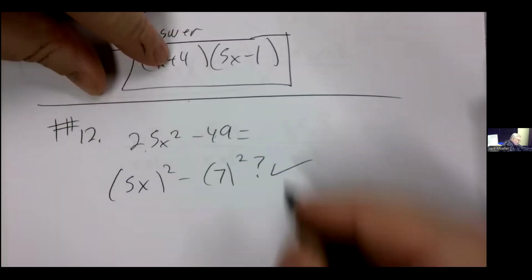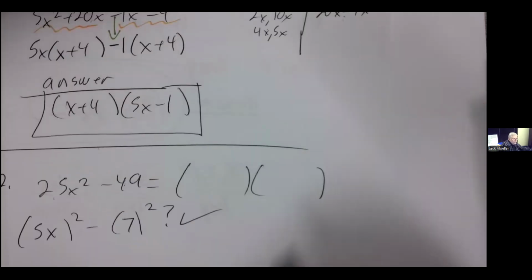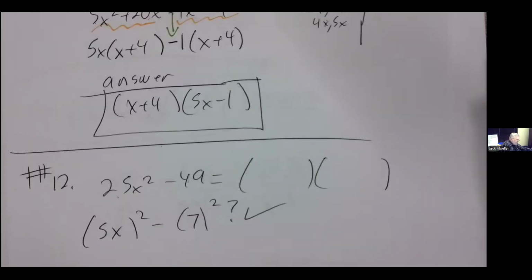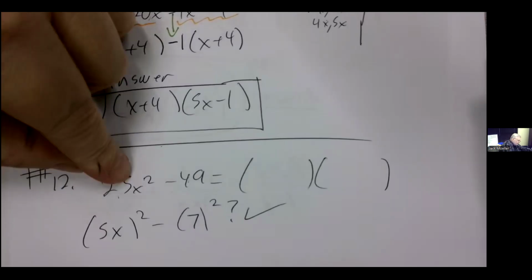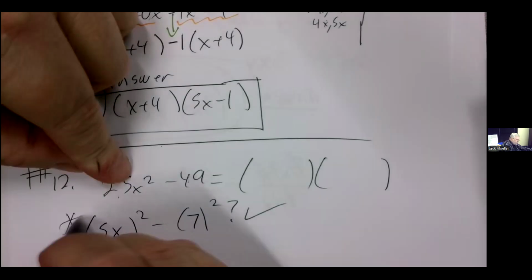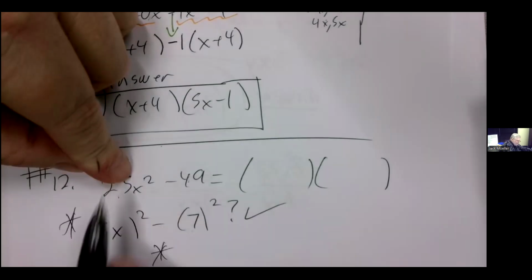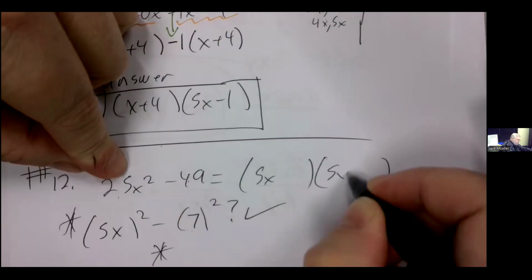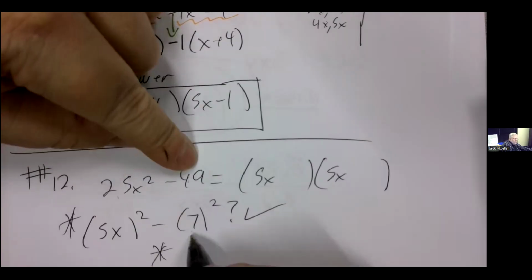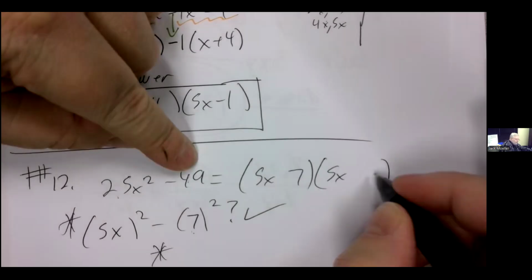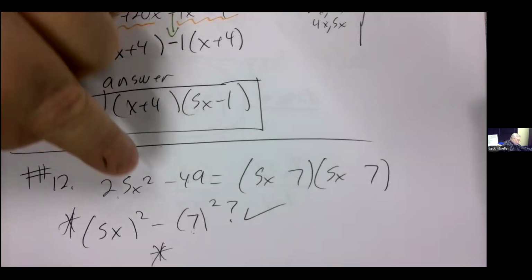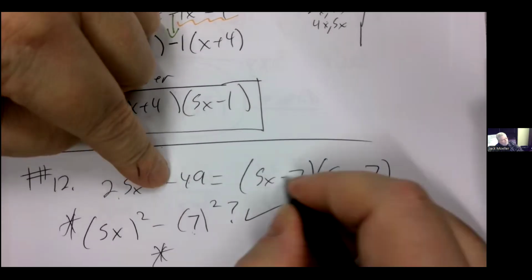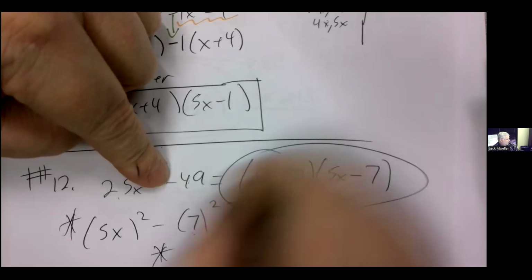Now we can factor it. So what's the pattern for difference of squares? What are our two binomials? Well, to get 25x squared, that's the important part right here. So how do you get 25x squared? It's 5x and 5x. How do you get 49? It's 7 and 7. And then what do the signs have to be? Well, to get a negative 49, one plus, one minus.